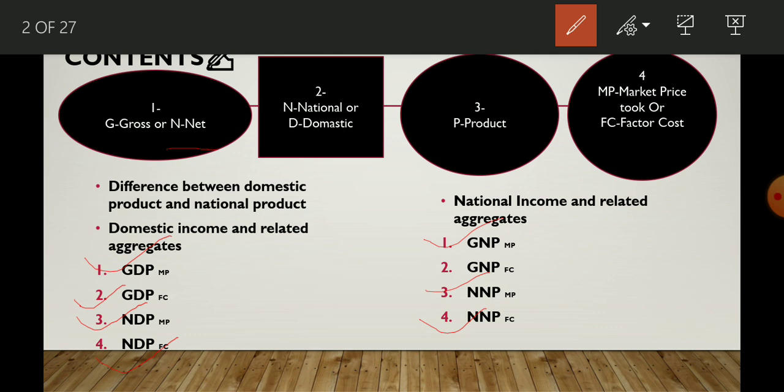Okay, so remember that G stands for gross, N stands for net. At the first place, if you find G, then read it as gross. If you find N, read it as net. At the second place, if you find N, then this N stands for national and D stands for domestic. At the third place, on both sides you find P. P always stands for product. Okay, at the fourth place you find MP or FC. MP stands for market price and FC stands for factor price.